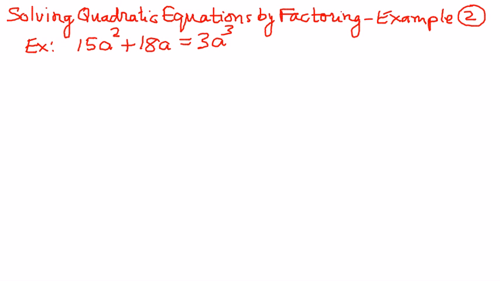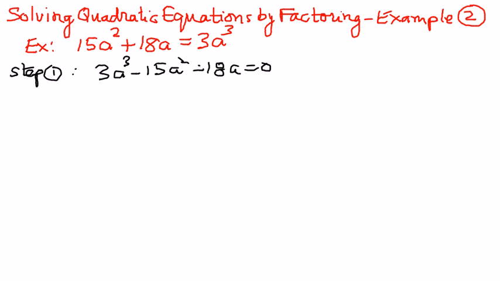So in here, what we need to do is bring it back to the quadratic equation form, and to do that we're going to follow the following steps. Step number 1, we're going to write everything on one side of the equal to sign. So 3a cubed minus 15a squared minus 18a is equal to 0.